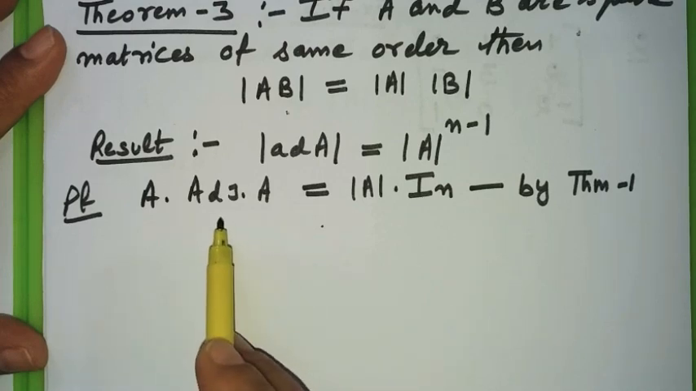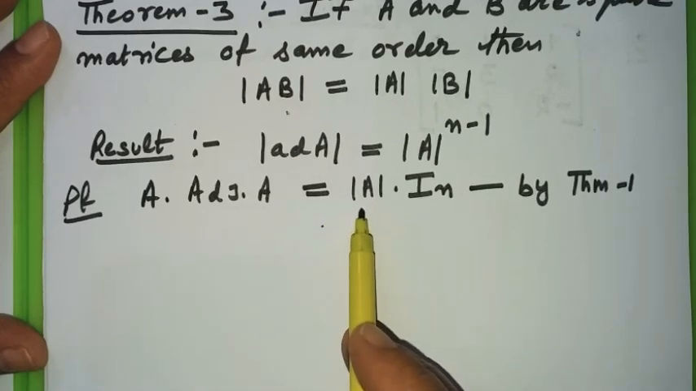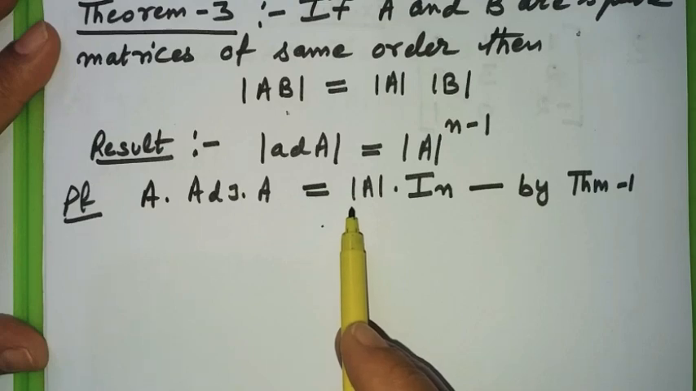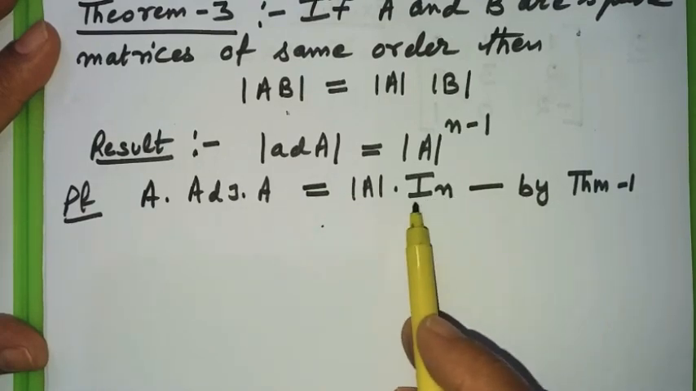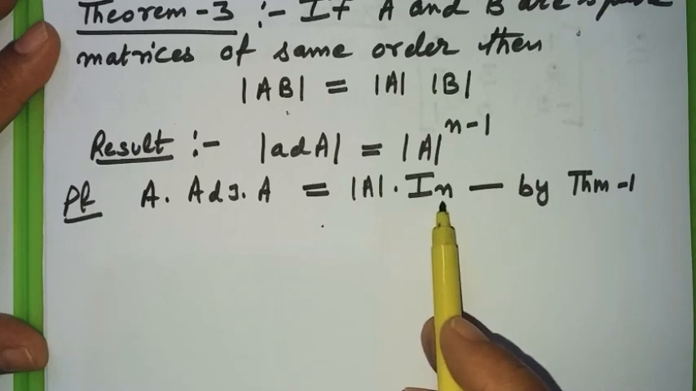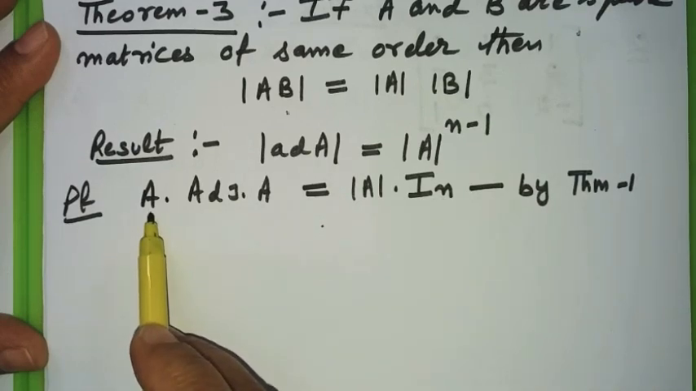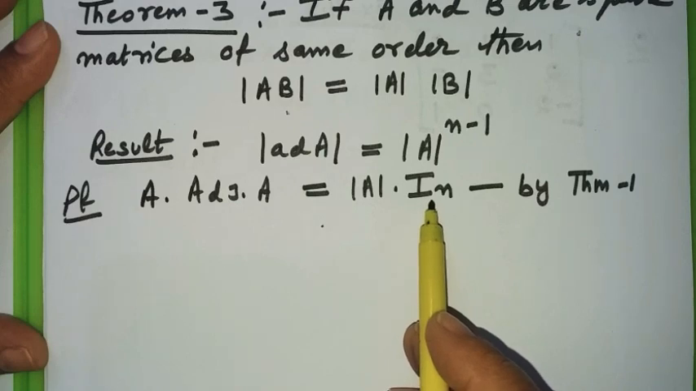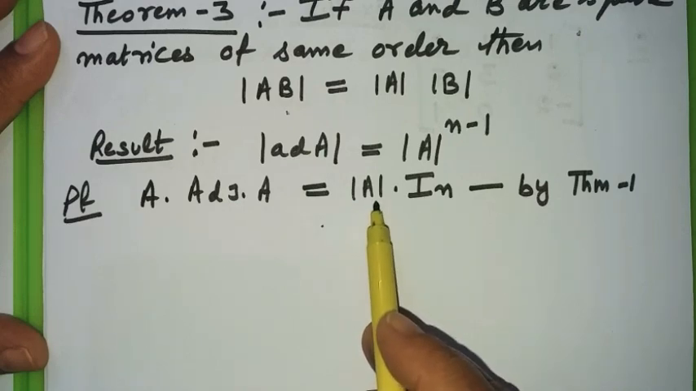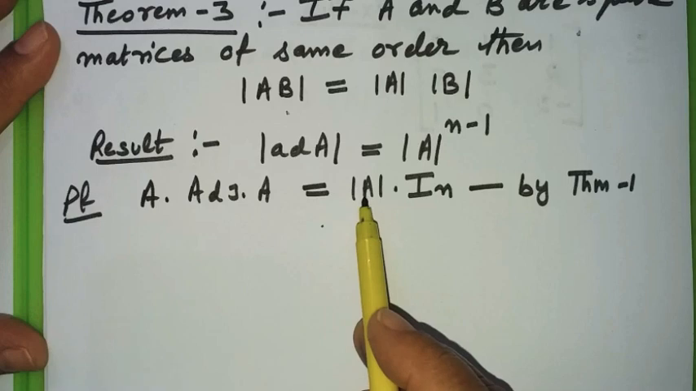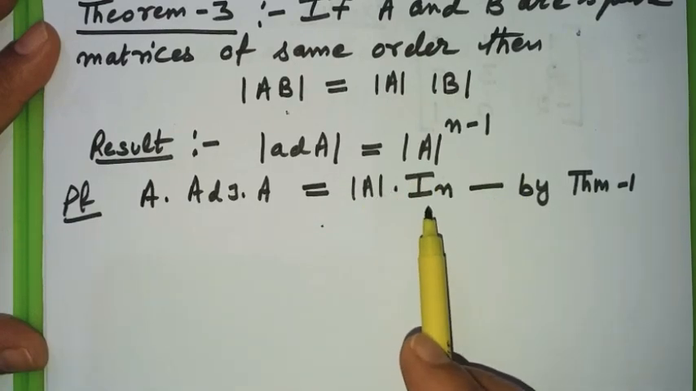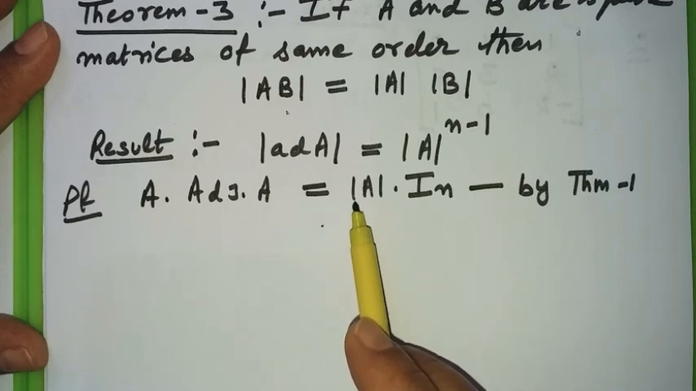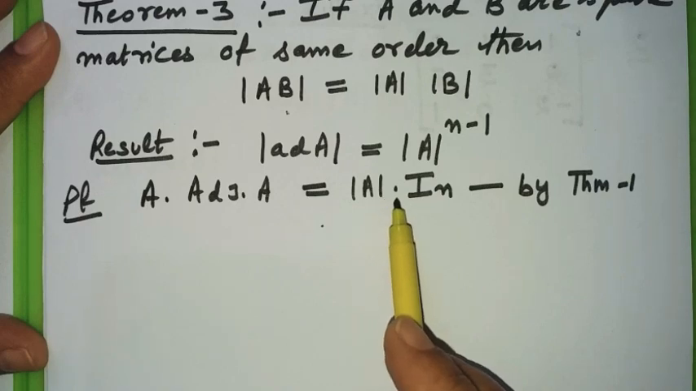So I have written the result that I got in theorem 1. Now students, pay attention to this: determinant of A is a number and In is a matrix. So you are multiplying this identity matrix, which is of the same order as matrix A, with determinant of A. The identity matrix has 1 in every diagonal position, and the rest of the elements are 0. So if you multiply every element by determinant of A, what will happen?